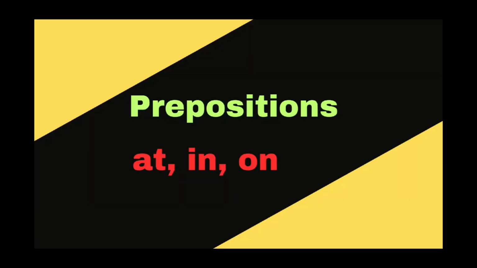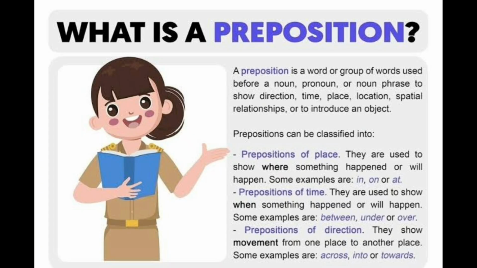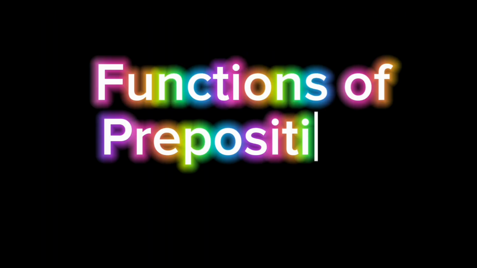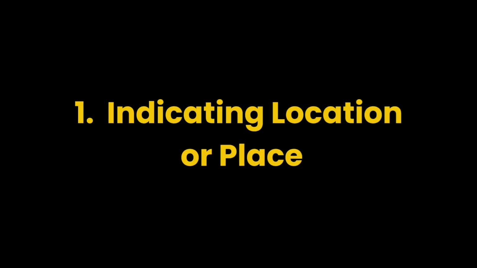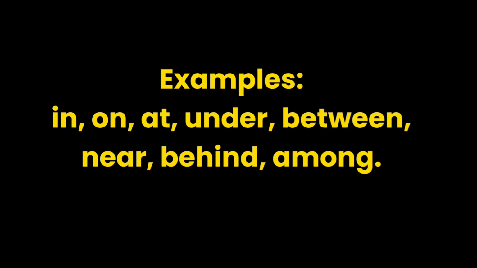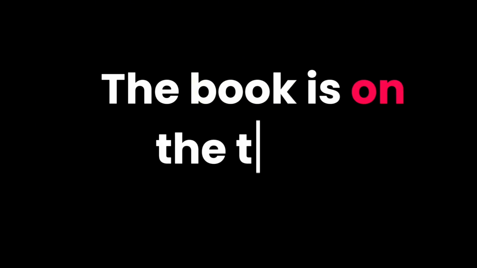Prepositions. Prepositions are words placed before a noun or pronoun to show its relation to some other word in a sentence. They often indicate direction, location, time, cause, manner, or purpose. Functions of prepositions. 1. Indicating location or place. Prepositions describe where something is located. Examples: in, on, at, under, between, near, behind, among. Example: the book is on the table.